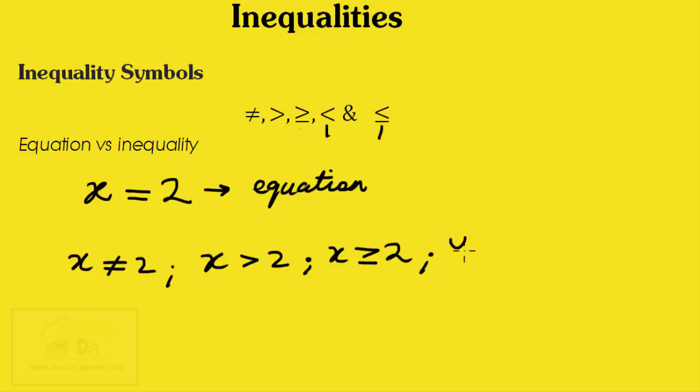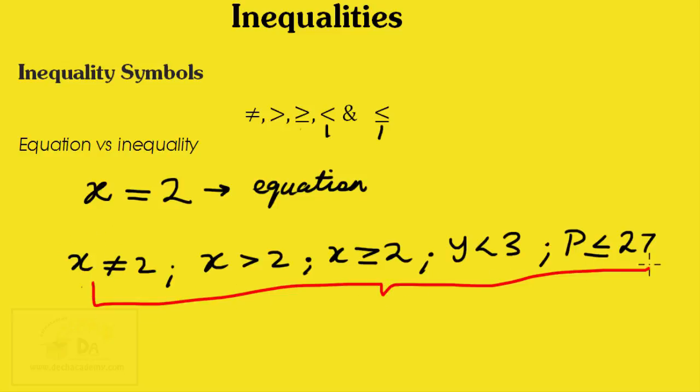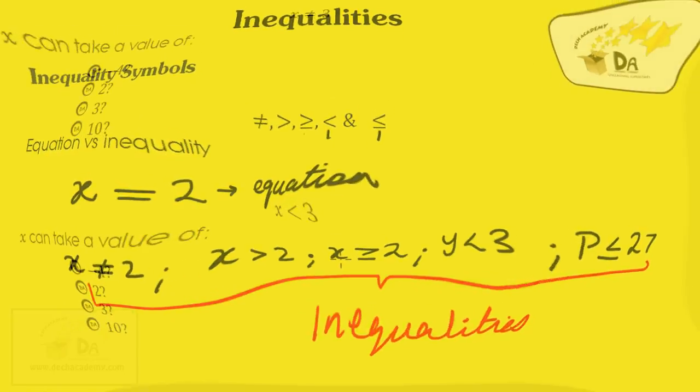The statement, let's change the variable, y is less than 3 is an inequality. The statement p is less than or equal to 27 is an inequality. So all these statements here are inequalities. And why are they inequalities? Because they are stating that some term is not equal to another term, unlike equations which state that a term is equal to another term. Hence the name inequalities. Not equal. That's how you kind of remember this. That's all for inequality symbols.